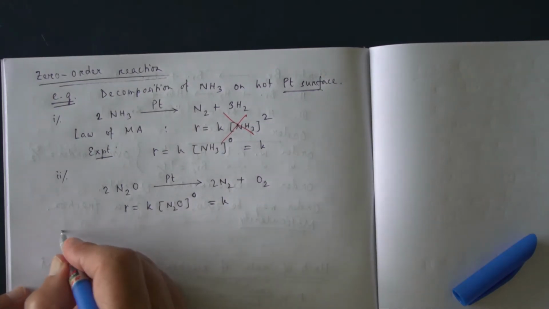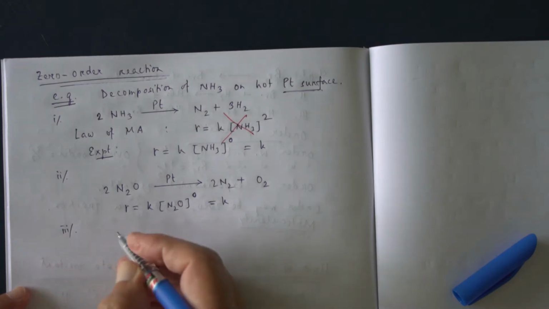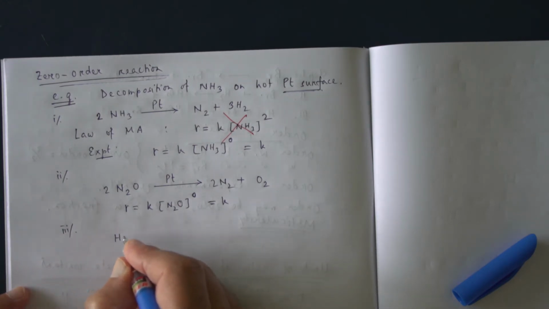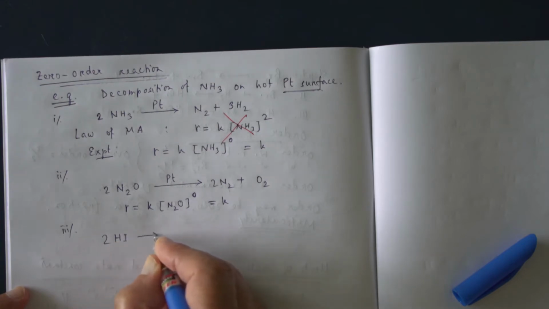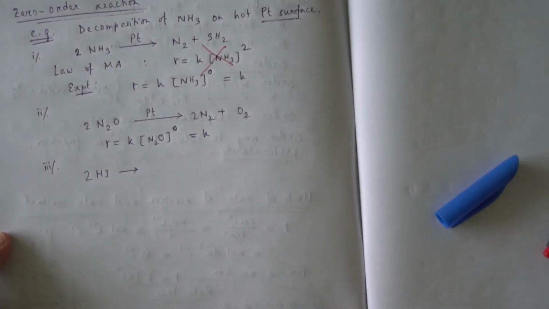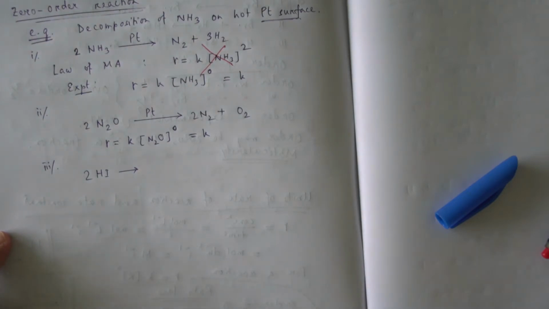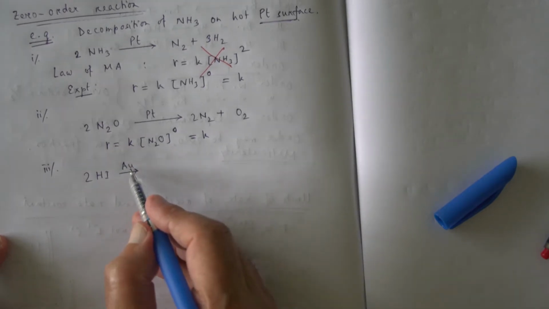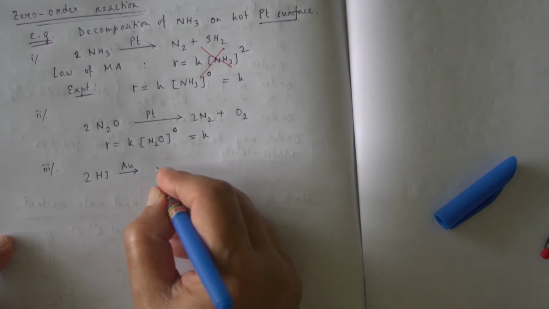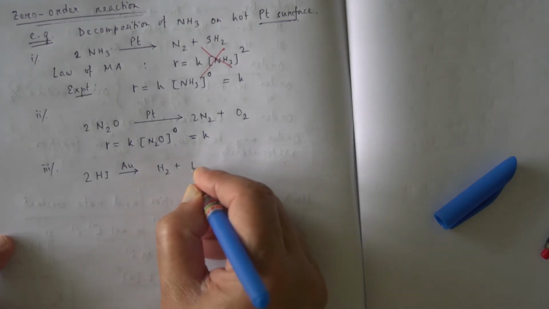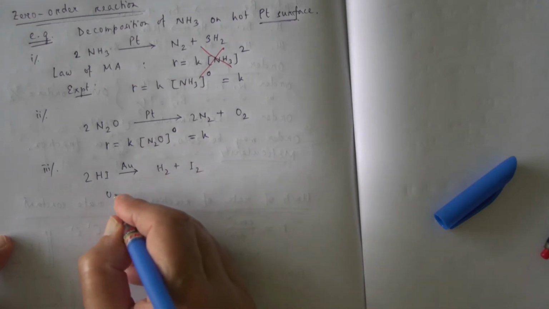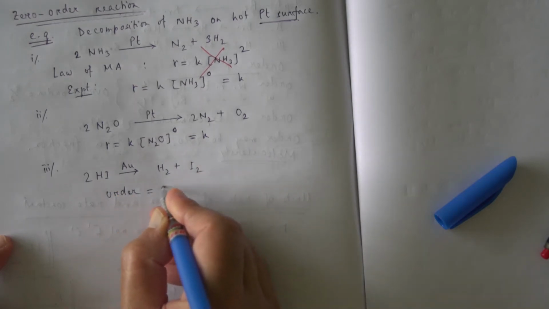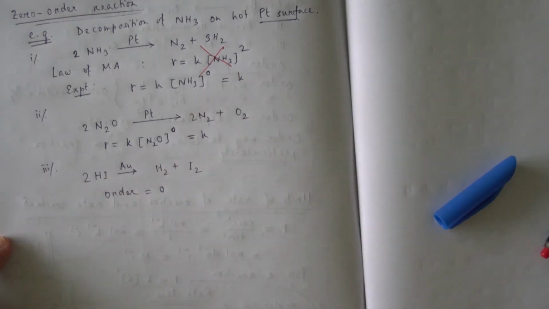Next, there is another example, decomposition of hydrogen iodide on gold surface. Here gold is the catalyst. The reaction is zero order. So these are some examples of zero order reaction.